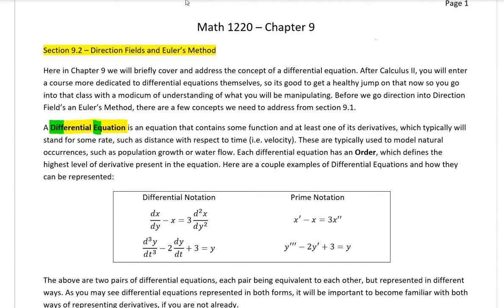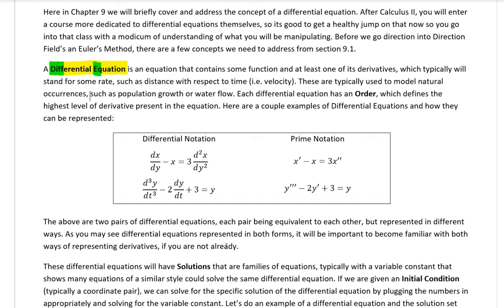We will say that the differential equation has an order that's equal to the highest derivative that you see present in the equation. And what I have here are a couple examples of differential equations. First, in differential notation, which is like dx over dy, so differential of x with respect to y, and then the second derivative of x with respect to y. You can also represent that with prime notation. A lot of people like this because it's cleaner.